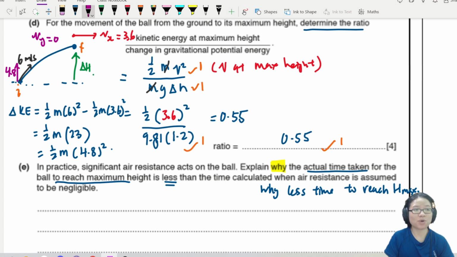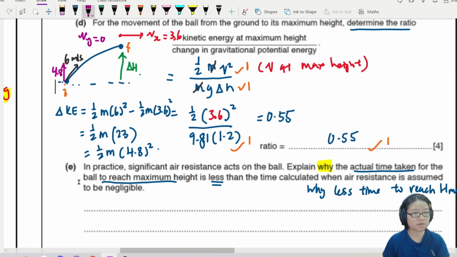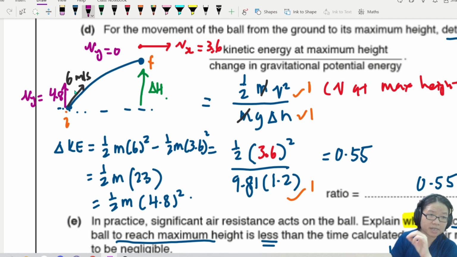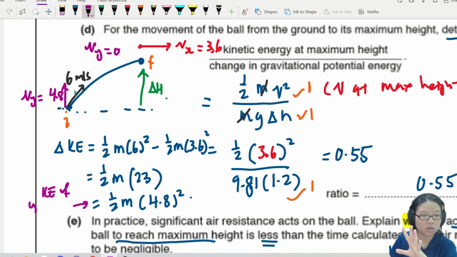Okay, so you have this upward vertical motion. Okay, I draw for you. At this upward part, you have a velocity of 4.8 meters per second, your Vy. So if Vy is 4.8 meters per second, by the time you reach here, this Vy will drop to 0. This is actually the KE of the y component. So all of the KE for the y component is actually converted to GPE. If you don't believe me, we can now do that ratio and see.